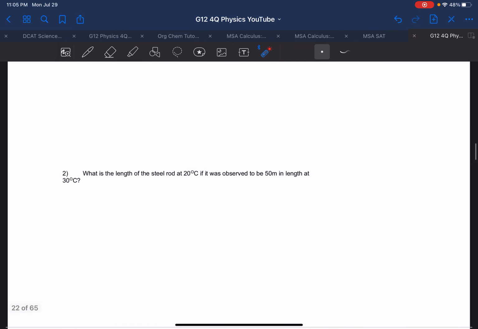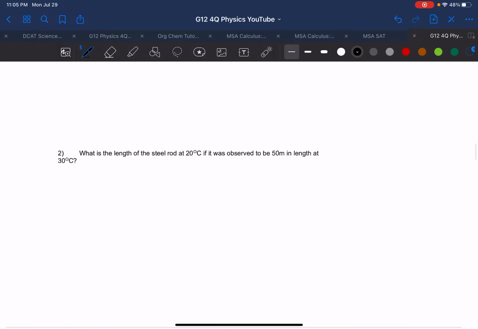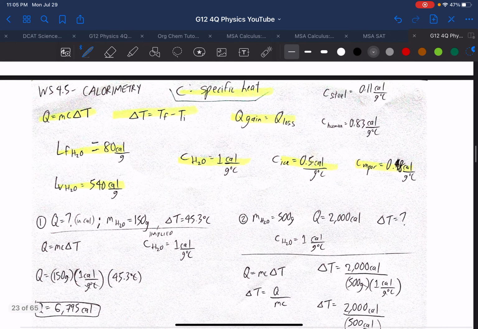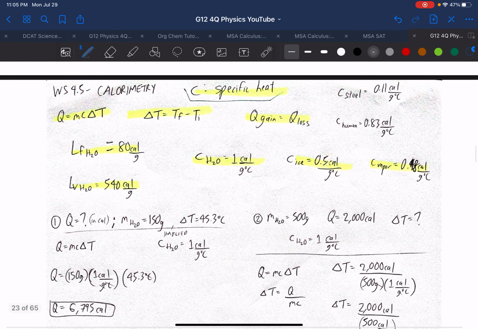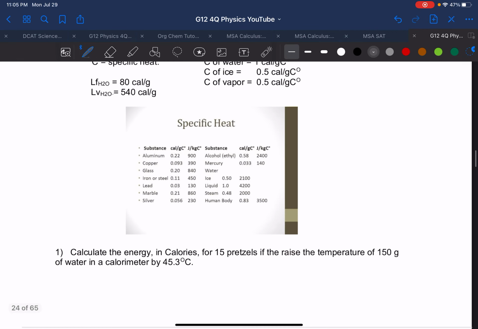So yeah, this was the question for number 2. What was the length of the steel rod at 20 degrees Celsius when it was observed to be 50 meters in length at 30 degrees Celsius? Okay, calorimetry. This is gonna be fun, I guess.